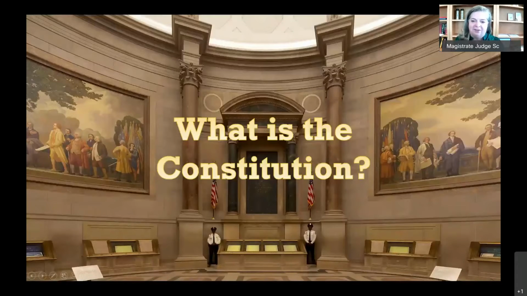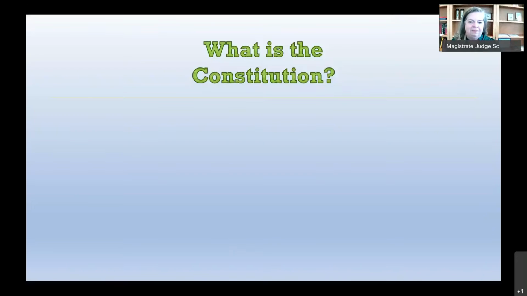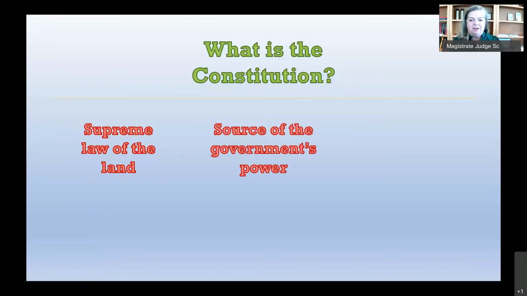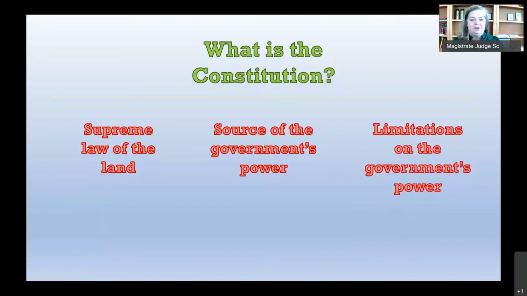So what is a constitution? The Constitution of the United States of America is the supreme law of the land. It's the source of all government powers, and it also provides important limitations on the government so as to protect the fundamental rights of our citizens.